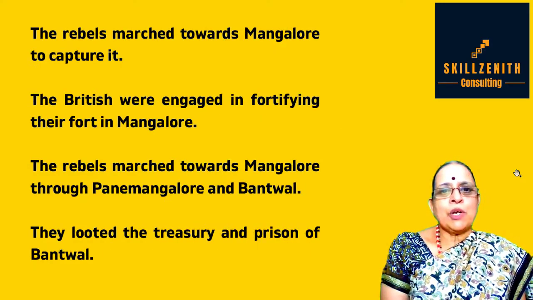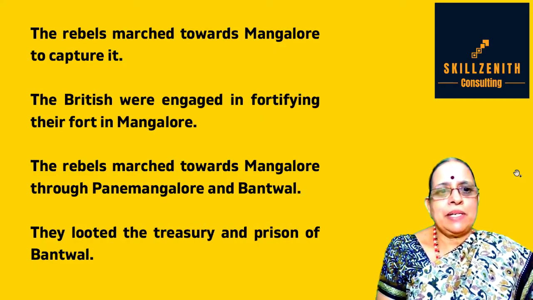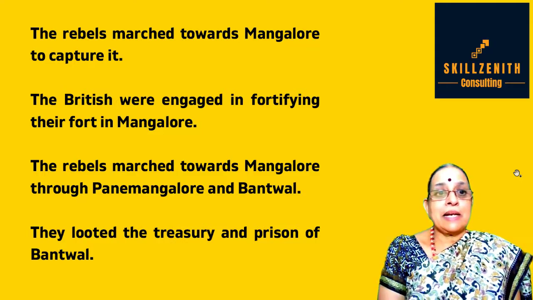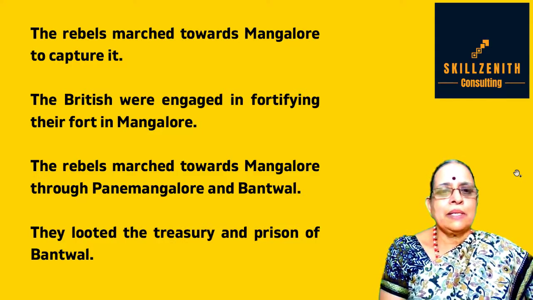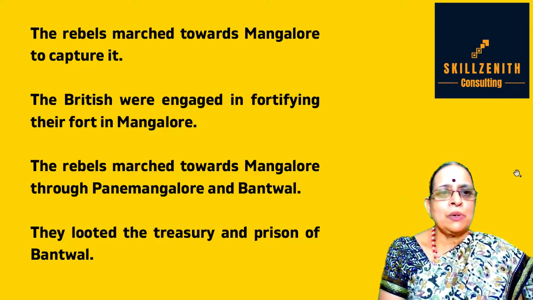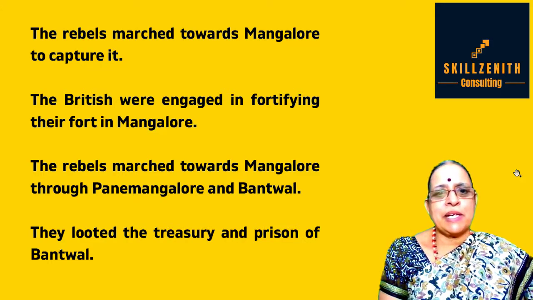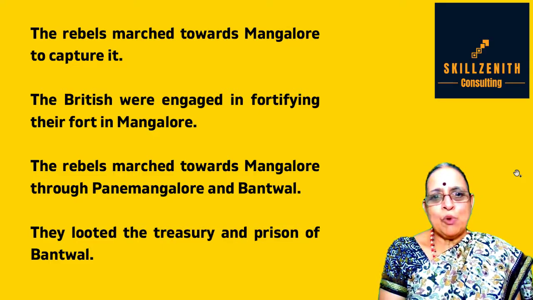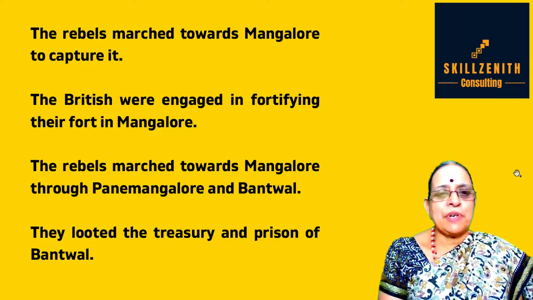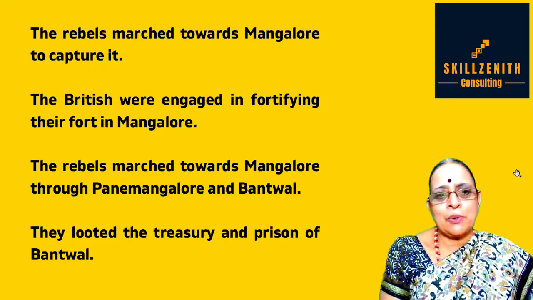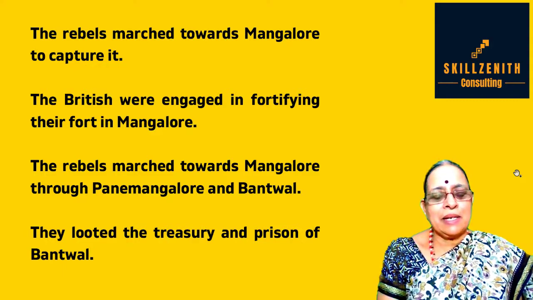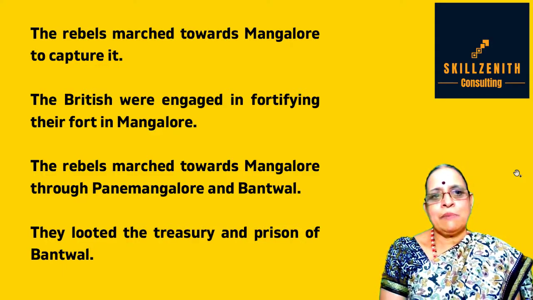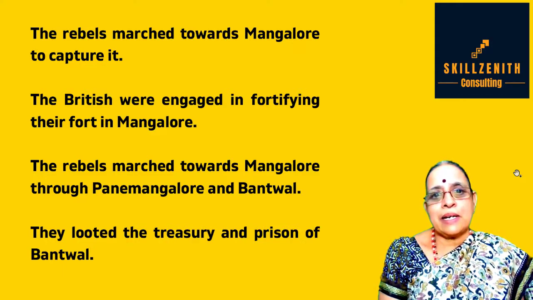The rebels marched towards Mangalore to capture it. So the rebels moved towards Mangalore to capture it. The British were engaged in fortifying their fort in Mangalore. In the meanwhile, when the rebels were moving towards Mangalore, the British were busy strengthening and building their fort in Mangalore. Then the rebels will all of a sudden attack Mangalore.